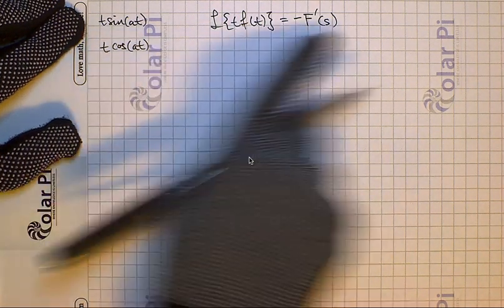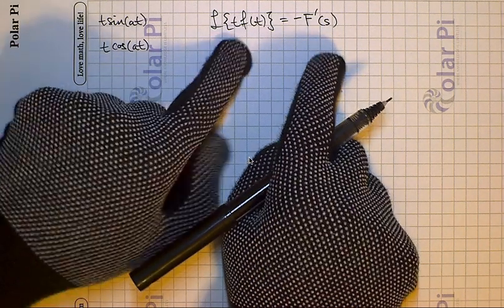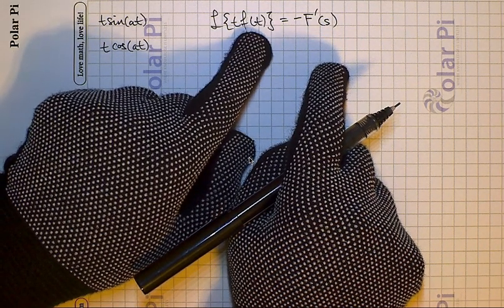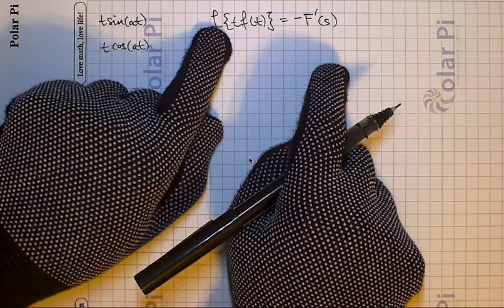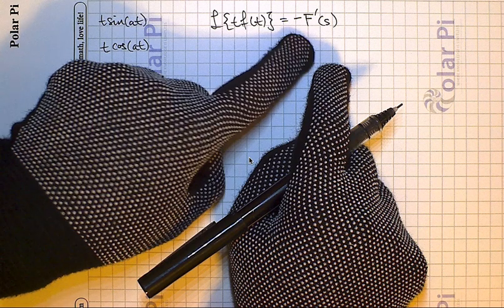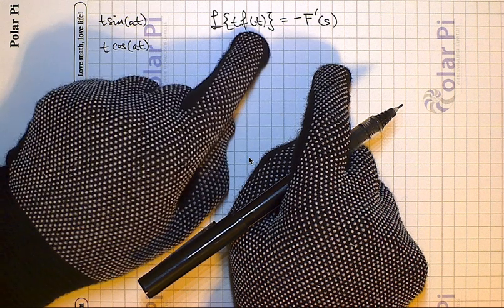And notice that this formula here tells us that the transform of t times f of t depends only on the transform of f of t. Specifically, the transform of t times f of t is equal to the negative of the derivative of the transform of just f of t.